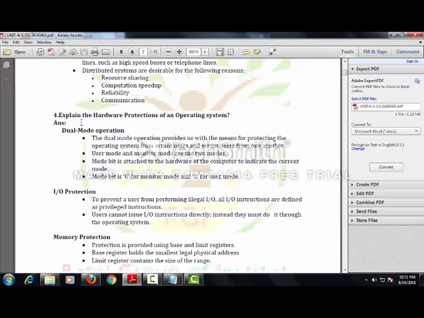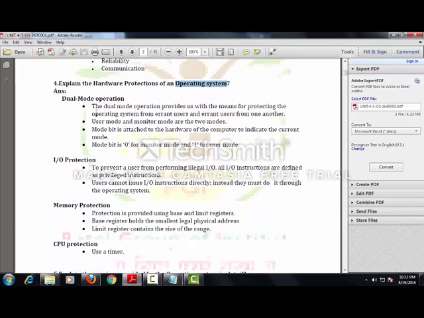Question number 4 is explain the hardware protection of the operating system. There are many hardware protections, like first is dual mode operation, input output protection, memory protection and CPU protection. There are 4 kinds of hardware protection provided by the operating system. Dual mode means there are 2 modes: one is monitor mode and the second one is user mode. If the mode bit is 0, that is monitor mode, and if the mode bit is 1, that means user mode.